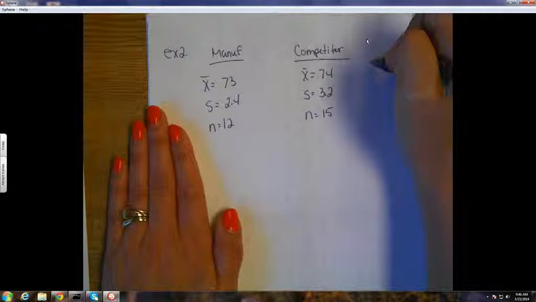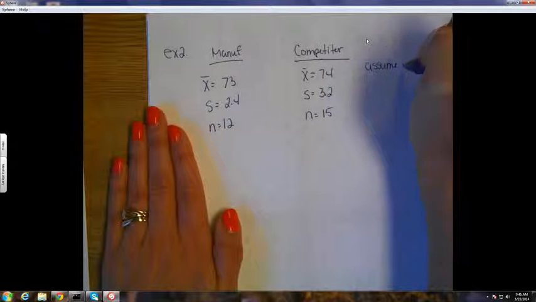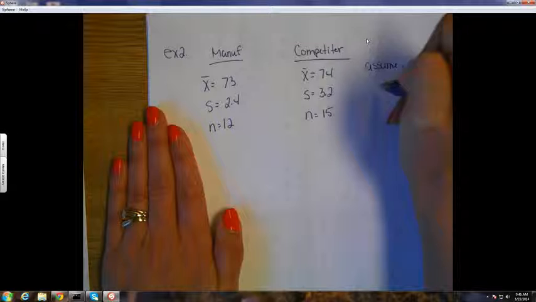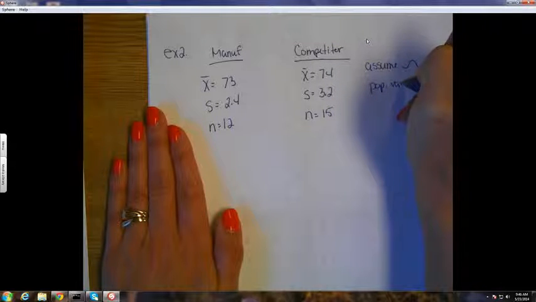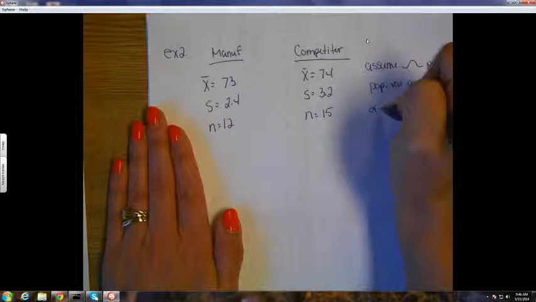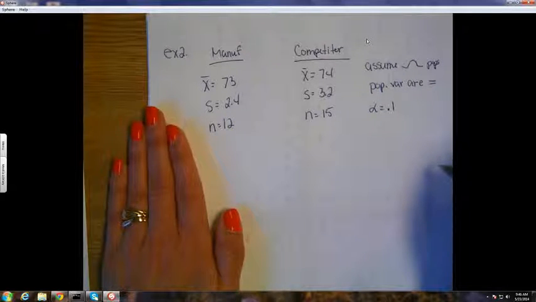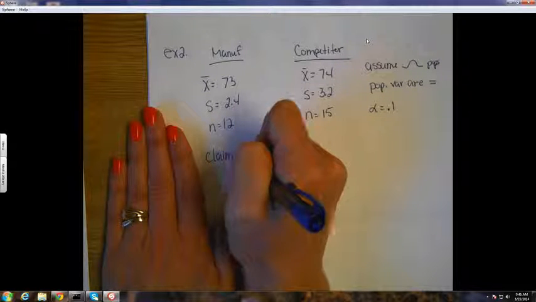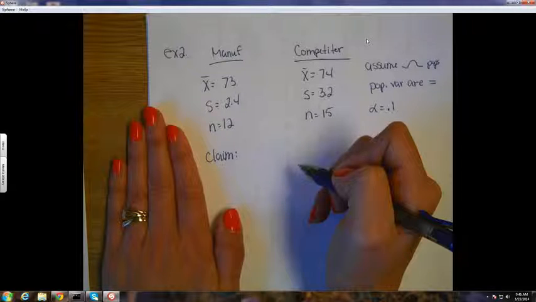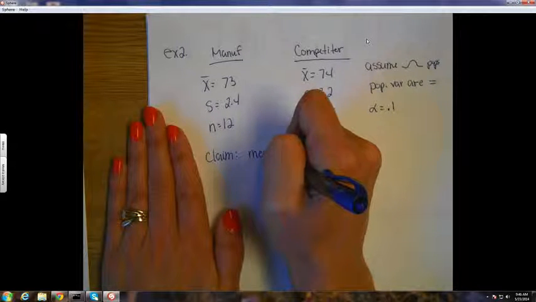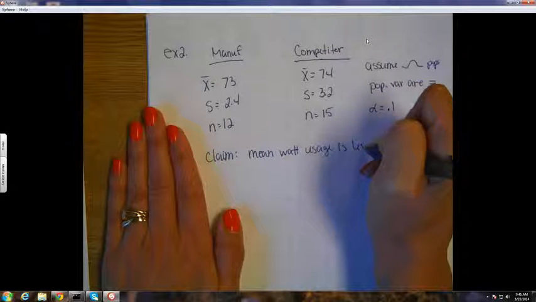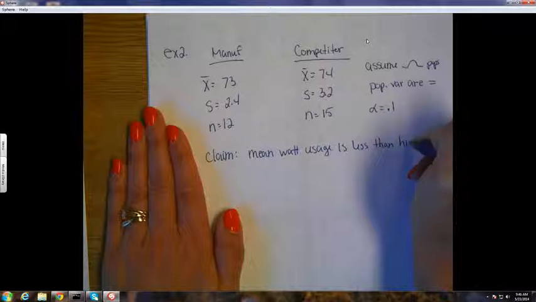Okay, our assumptions. Assume normal population. Population variances are equal. Alpha 0.1. Claim: the watt usage is less than that of his competitor. So the mean watt usage is less than his competitor.